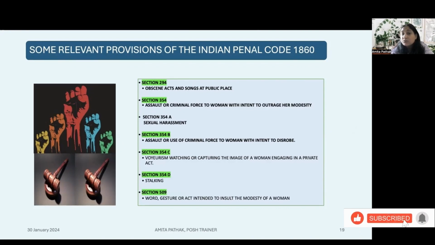354B, assault or use of criminal force to woman with the intent to disrobe. 354C, voyeurism, watching or capturing the image of a woman engaging in a private act, and stalking. 509, word, gesture or act intended to insult the modesty of a woman. So dear friends, we should know that these are various sections under the IPC under which a complaint related to sexual harassment can be filed.